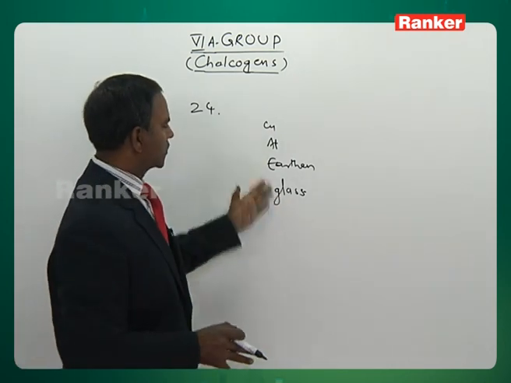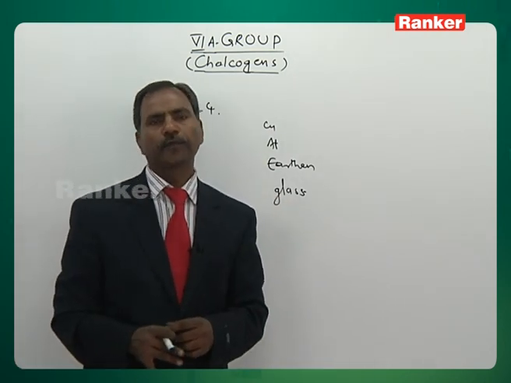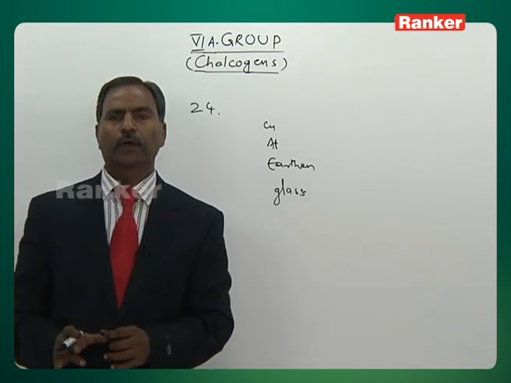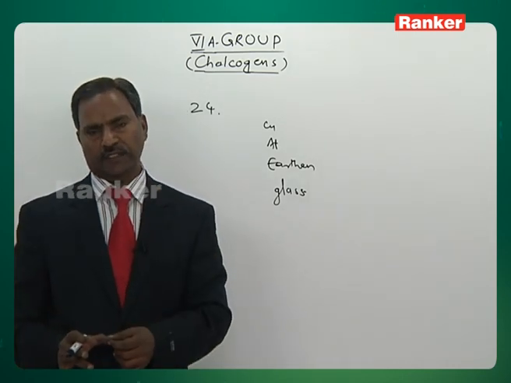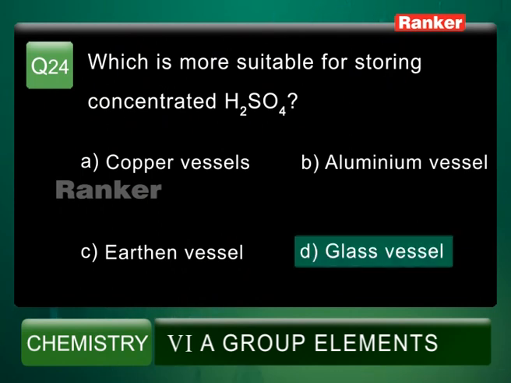Therefore, the three vessels are not suitable to store sulfuric acid. Sulfuric acid is better stored generally in glass vessels. So for question number 24, the answer is D.